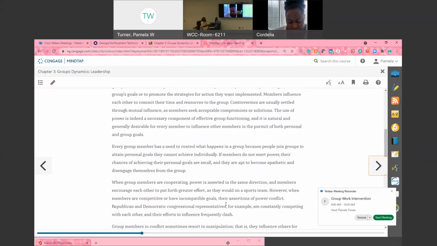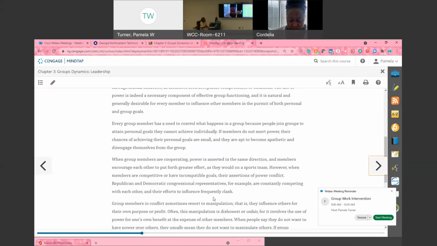Every group member has a need to control what happens in a group because people join groups to attain personal goals. So I'm in a group because either I have to be or I want to be. So we all have some sort of control. Again, in that jury room, there's 12 of us sitting there, and the goal is that we want to make sure our opinion is heard, or these are my thoughts. So of course, we all have some sort of power in that situation. When group members are cooperating, power is asserted in the same direction. Okay, so if we're all on the same page, we're good, right?